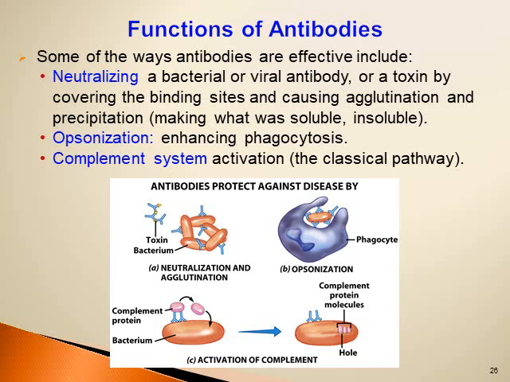So the antibodies protect against diseases by neutralization and agglutination. Here, neutralization of the toxin or agglutination of the bacteria. Here, the opsonization, they tag the microbe so the phagocytes can easily spot the microbe and engulf it, or by activating the complement system that will insert pores or holes in the wall of the microbe, and this will cause lysis of the microbe.